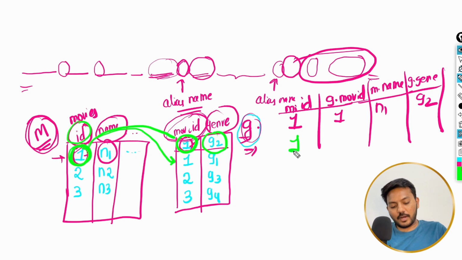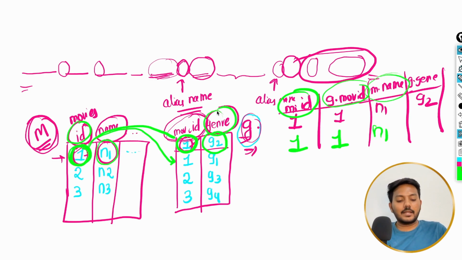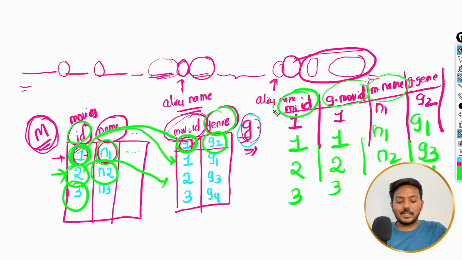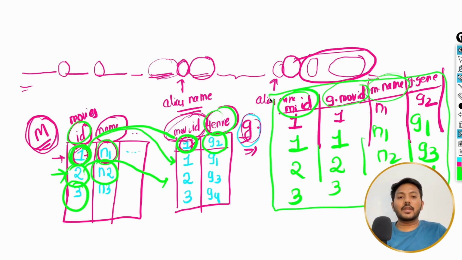So I will get 1 here. This is m.id, and m.movie_id, this is 1, and then movie name I get n1, and then genre I get G1, and next it will go to the second record. It will check for 2, and this 2 is matching here, and then movie name is n2 and genre is g3, and the next record we have 3 and 3 and m3 and g4. So this is how you get the output when you do a join.